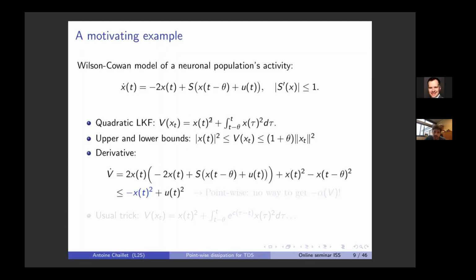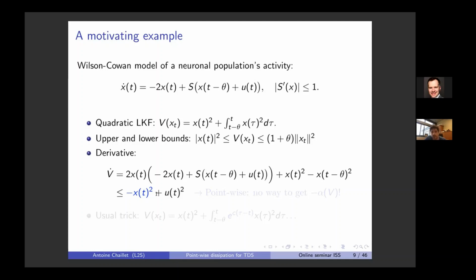This is just the derivative of this term, which will just be x of t times the vector field that is here. So that's this whole term here. And then I need to differentiate this, and this is differentiating an integral. So it's just the value of x at time t squared minus x at t minus theta squared. So I get this. When I use the fact that the Lipschitz constant, let's say, the maximum slope of my function s is 1, I can easily show that v dot is smaller than minus x of t squared plus u of t squared.